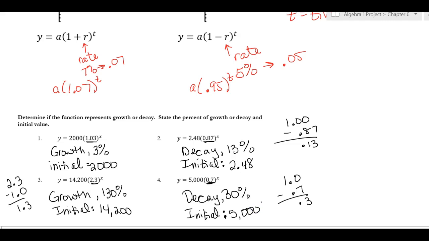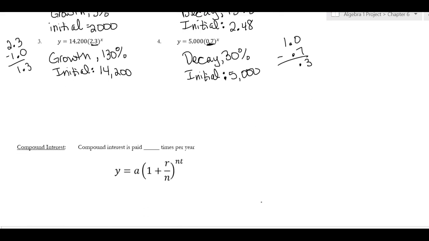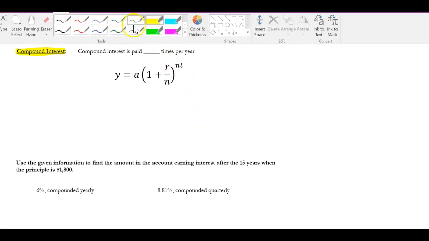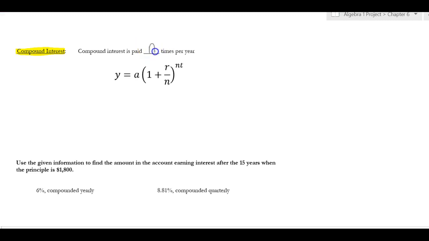Okay, so inside the parentheses tells you whether it's growth or decay, and you subtract from 1 to find out how much above or below 1 it is. All right, so now let's do something called compound interest. So interest sometimes is compounded more than once a year, and when it's compounded more than once a year, we're going to use this formula. And it's compounded in this formula n times per year.